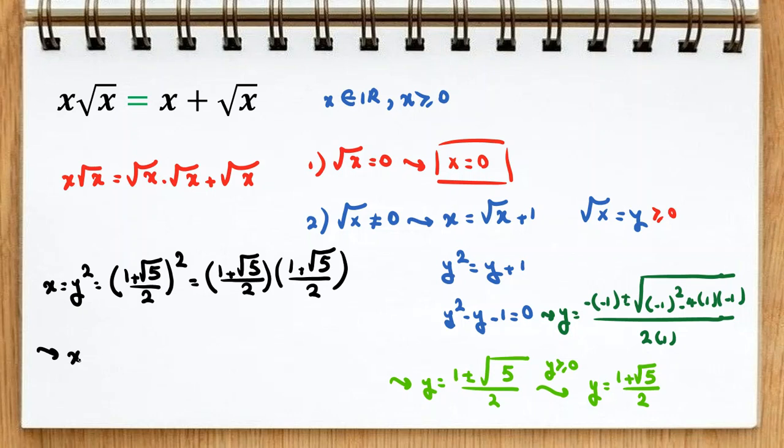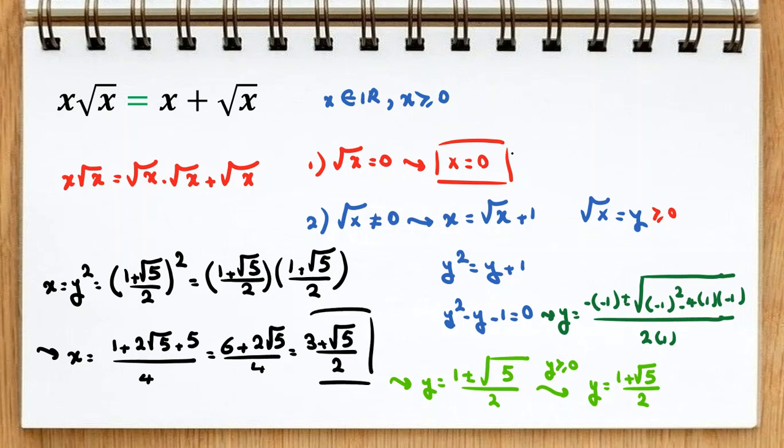So the denominator is 4, the numerator 1 times 1, 1. 1 times root 5 plus 1 times root 5, 2 root 5. Root 5 times root 5 is 5. So it will be 5 plus 1, 6 plus 2 root 5 over 4. If you divide both numerator and denominator by 2, 3 plus root 5 over 2. So we found two answers for x, the first answer, second answer.